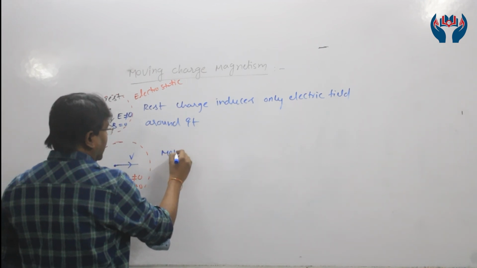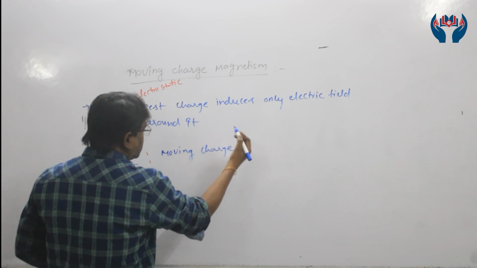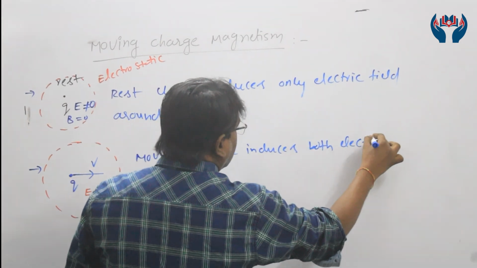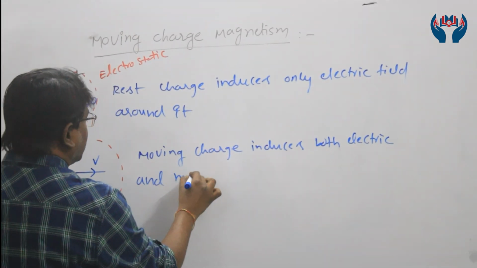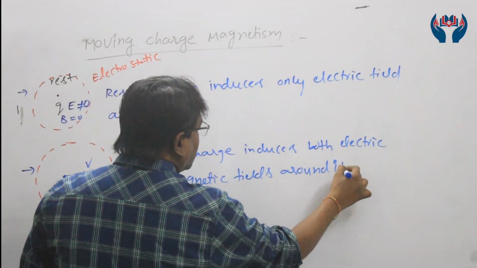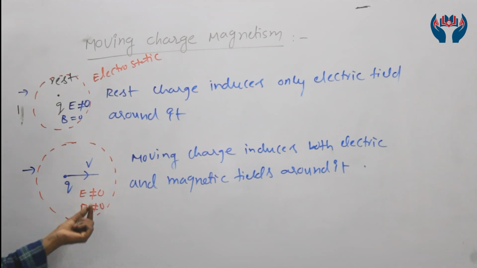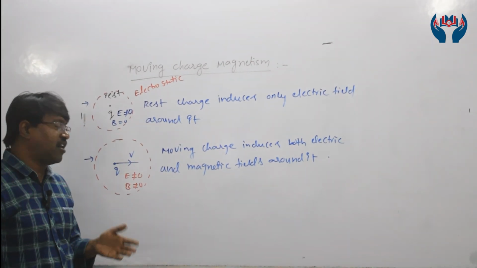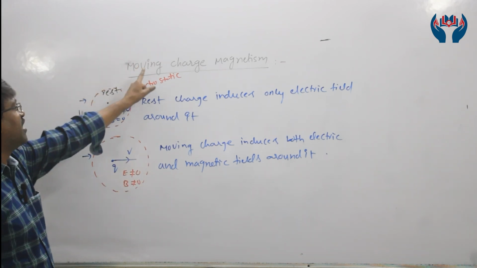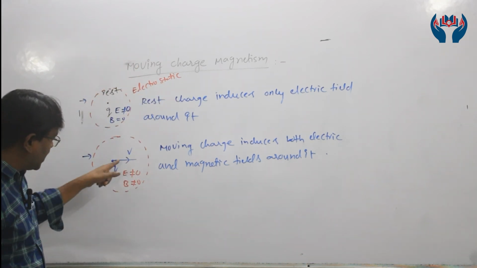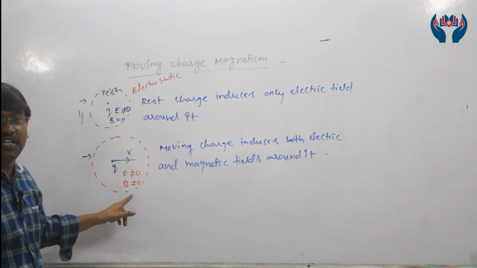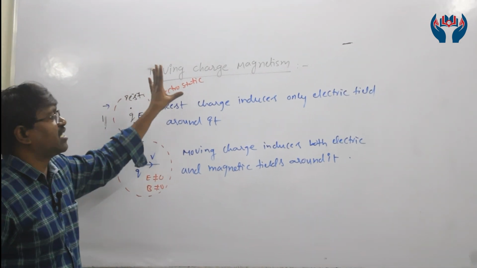Now we can write one point here: moving charge induces both electric and magnetic fields around it. Already, this electric field we have discussed in electrostatics. Now we are going to discuss the magnetic field around this moving charge. What is the chapter name here? Moving charge magnetism. Here the charge is moving with some velocity, and due to this moving charge, a magnetic field is induced. That's why this is called moving charge magnetism.